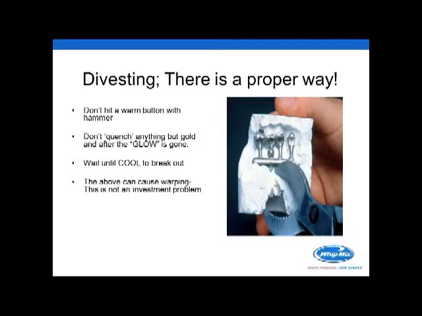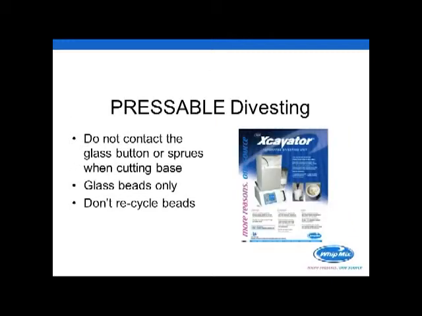Now, when you get to pressables, that can be a different story. Make sure you don't come into contact with the glass button or the sprues when you're cutting off the excess. Those of you that are using econo cutters or diamond discs, if you do that, it causes vibration, which may very well be the source of the cracks that you're seeing in your pressed glass.